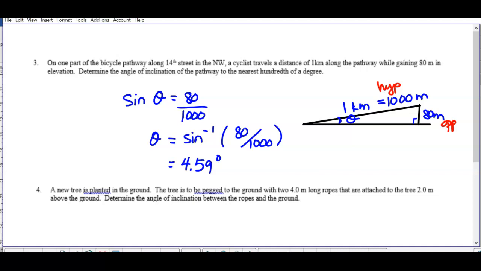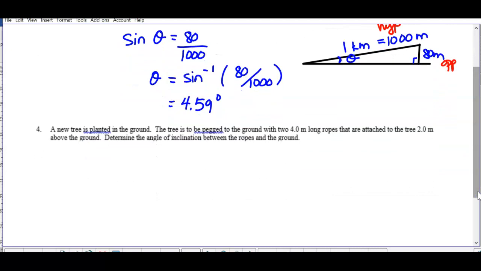So a new tree is planted in the ground. The tree is to be pegged to the ground with 2 4-meter long ropes that are attached to the tree 2 meters above the ground. Determine the angle of inclination between the ropes and the ground.